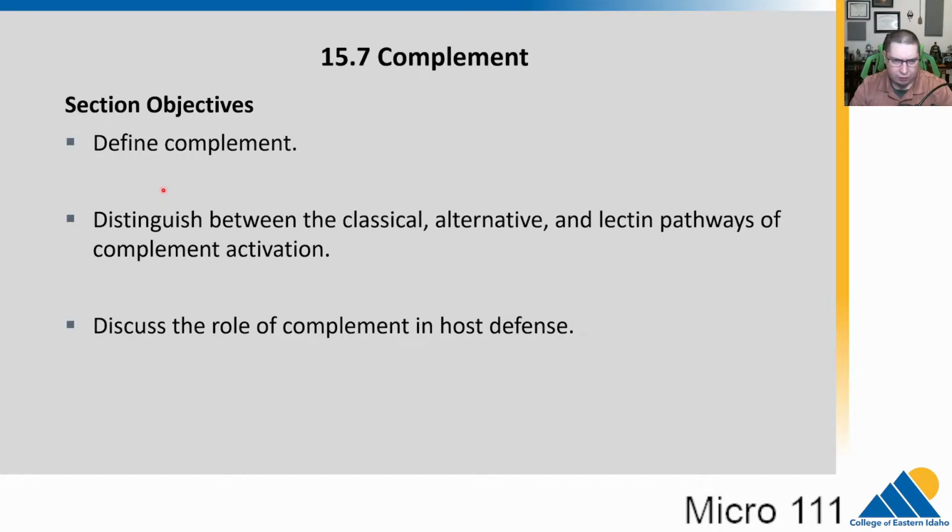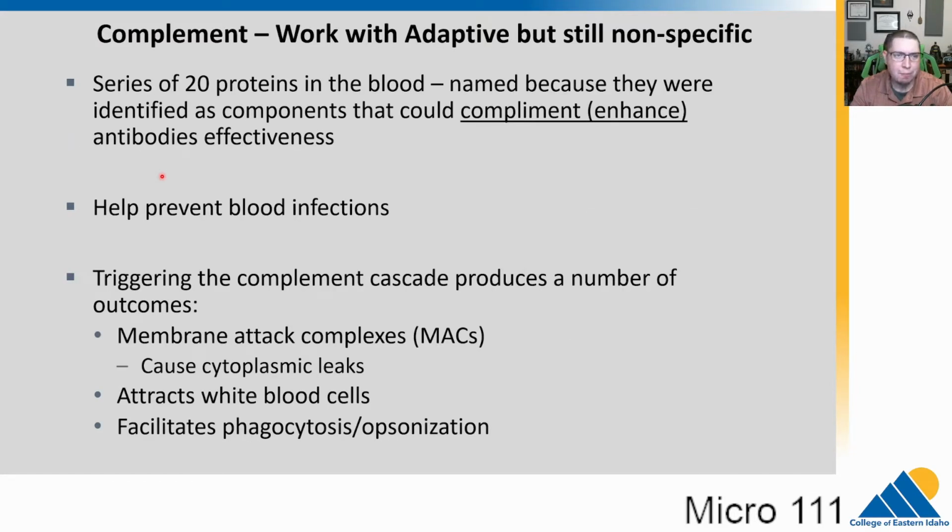Okay, that's fever. Our final bit is the complement system. Complement is a bit difficult to understand. I think the best way to talk about it is to explain the name. So, complement is a series of 20 proteins in the blood that basically help deal with infection.